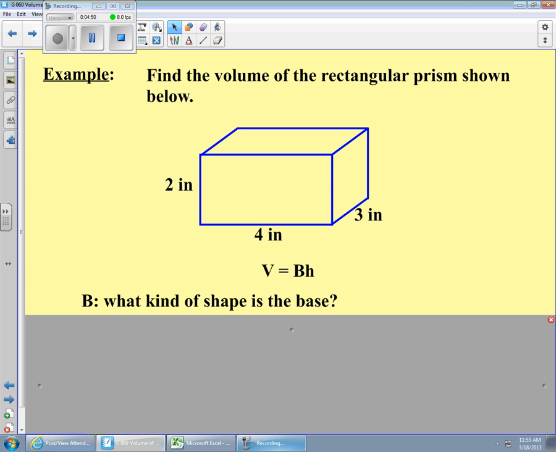Well, what kind of shape is our base? Rectangle of some kind, right? If you can't tell it by the picture, we have a description up here, rectangular prism. So they did say that, hey, your base is rectangles.